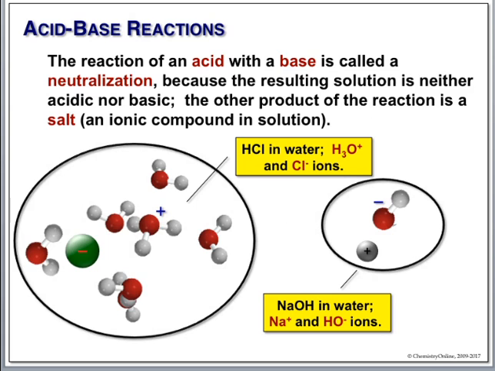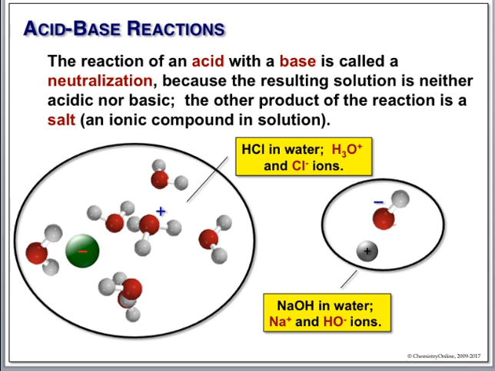Here is my video example of neutralization. If I take hydrogen chloride in water, I'm going to form hydronium and chloride ions. We know that because it's a strong acid. It all breaks apart. Hydronium and chloride. In this pot, I have sodium hydroxide, sodium and OH minus. Again, they're in water, totally dissociated.